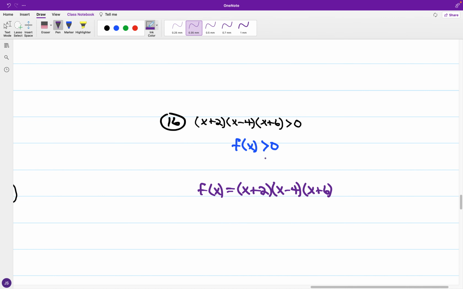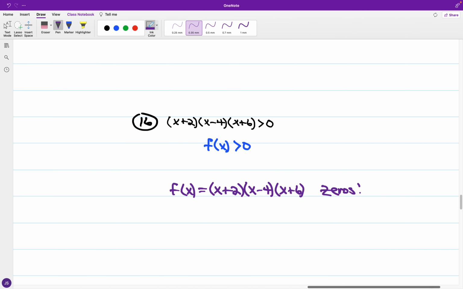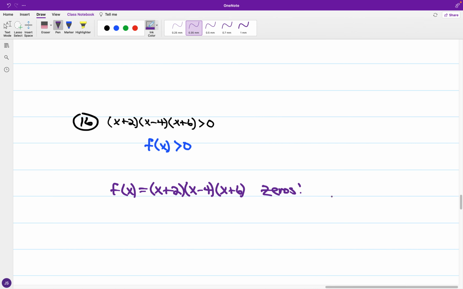Okay, and since we already have the factored form, we'll go ahead and identify the zeros. From x plus 2, I have -2. From x minus 4, I have 4. From x plus 6, I have -6.